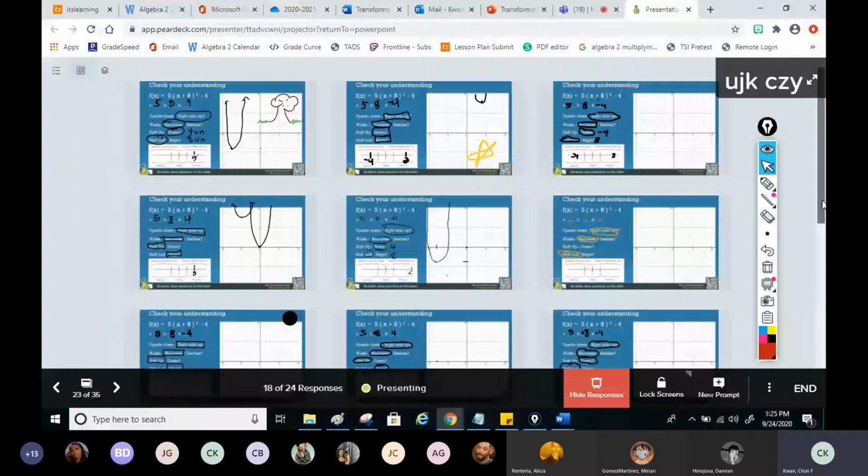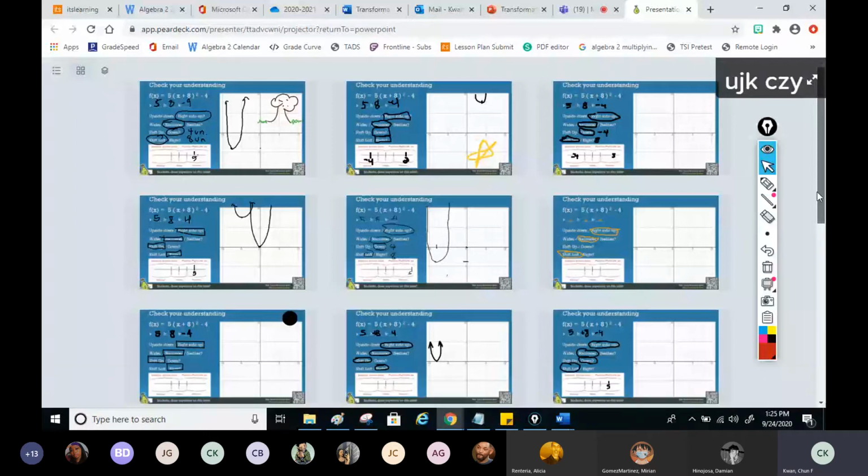All right, yellow star, pay attention to the left and right, and then also the up and down. So the H is positive 8, the K is negative 4. The H tells you left and right, okay? It tells you the left and the right. And then the K tells you up and down. I think you have them mixed up.